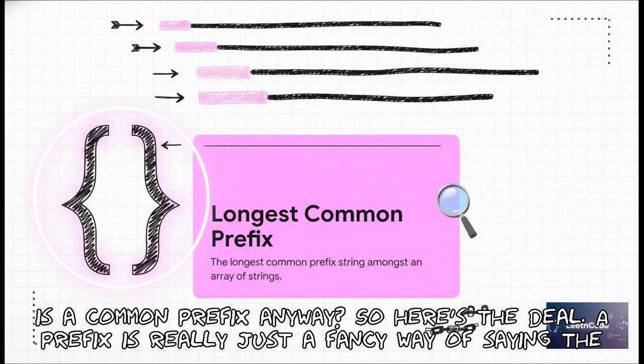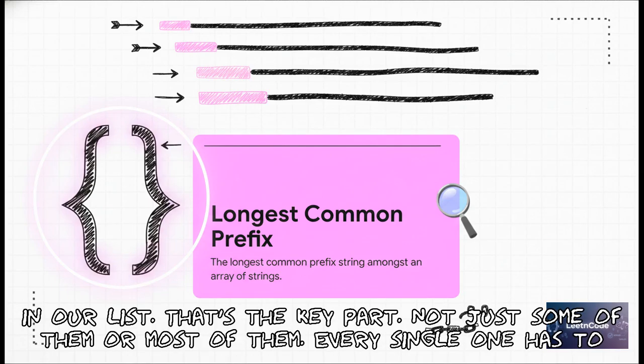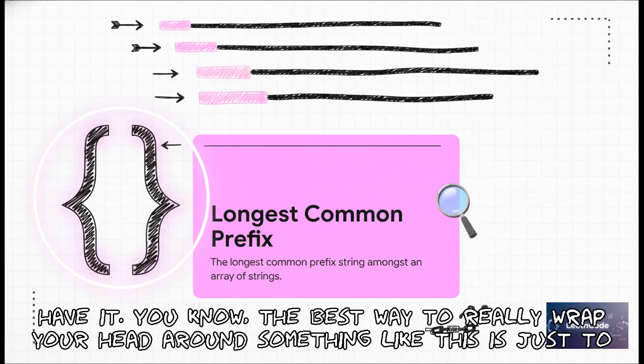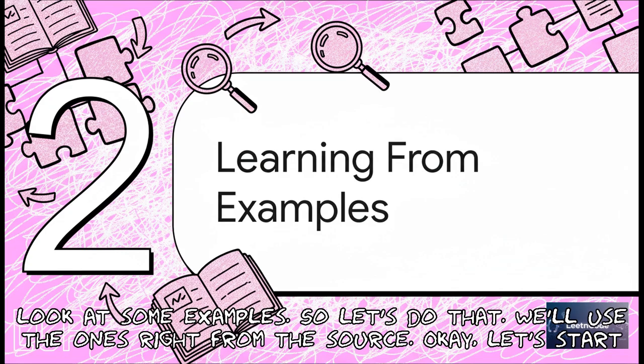So here's the deal. A prefix is really just a fancy way of saying the starting part of a word. And we're on the hunt for the longest one that's a prefix for all the strings in our list. That's the key part. Not just some of them or most of them, every single one has to have it. You know, the best way to really wrap your head around something like this is just to look at some examples. So let's do that. We'll use the ones right from the source.